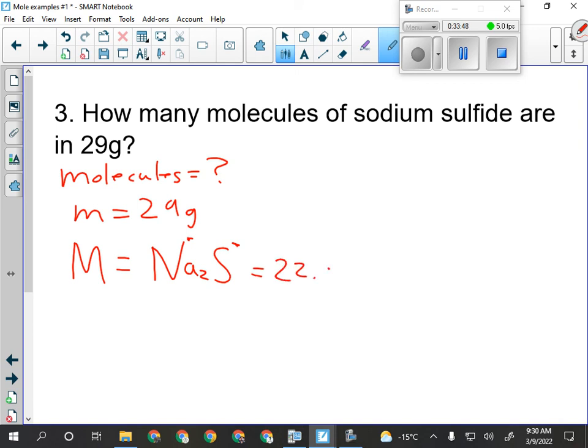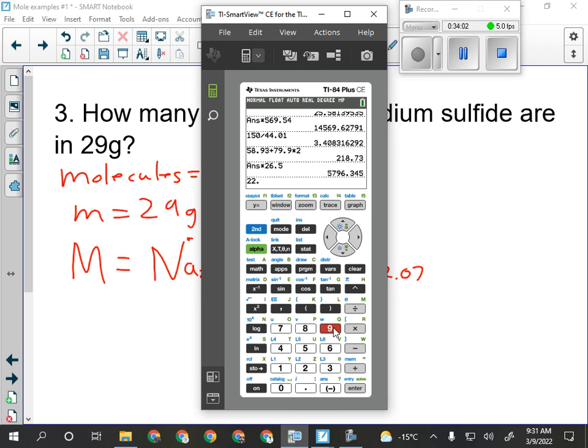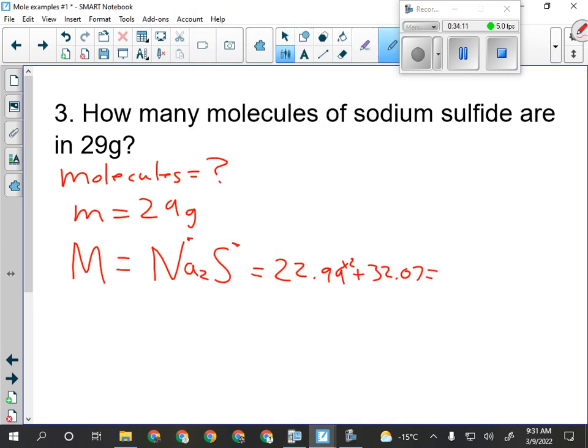Okay, so that's going to be 22.99 plus 32.06, or 32.07. And there's only one of that, so that should be times 2 there. Okay, so 22.99 times 2 plus 32.07. All right, 78.05 grams per mole. Okay, so I've got little m, I've got big M. What can I calculate with little m and big M? Number of moles. Okay, I can calculate n, and that is what I should calculate first, as right now it is the only thing I can calculate.